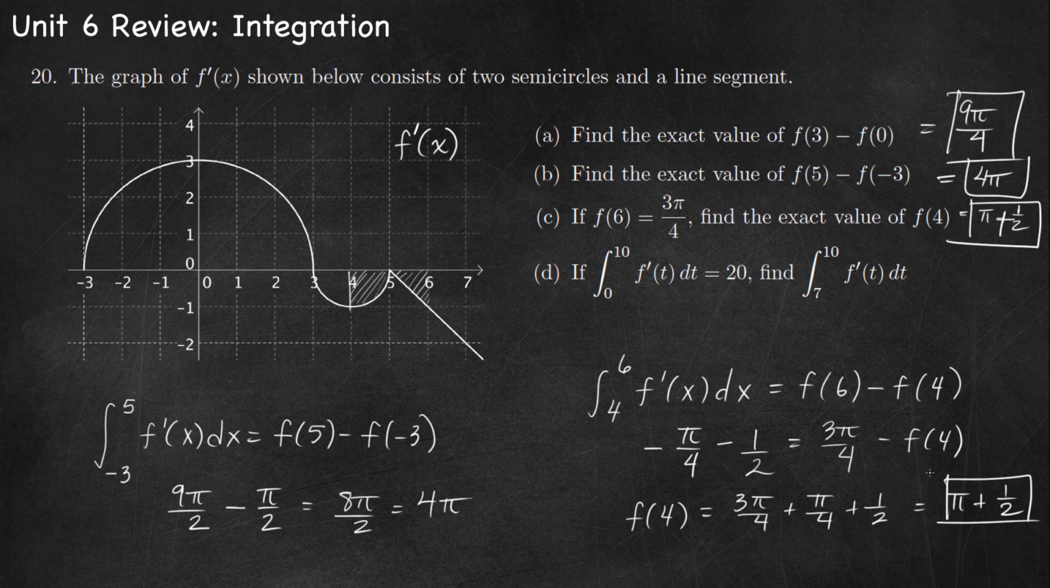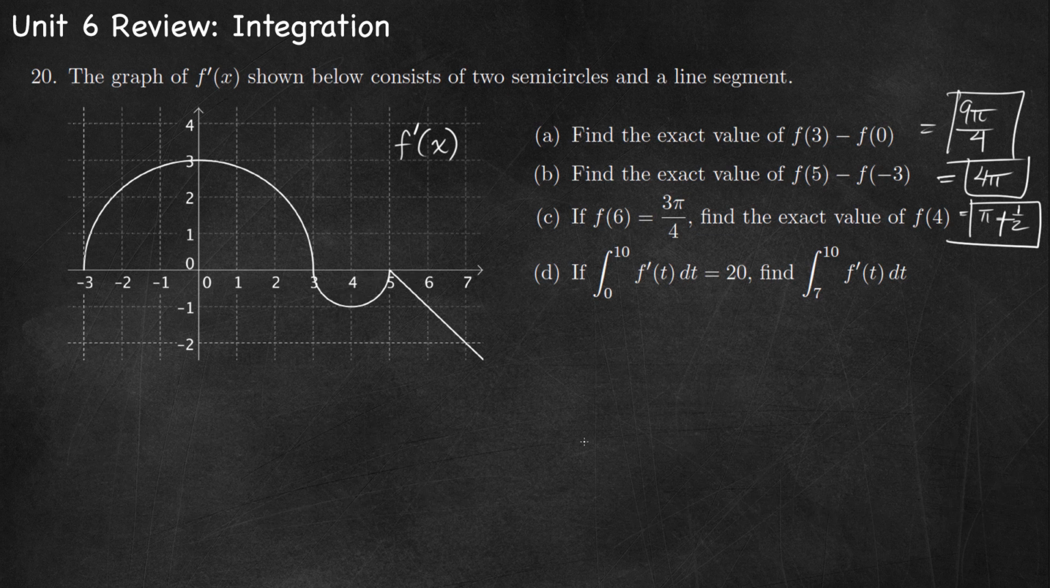And part D. If the integral of f prime from 0 to 10 equals 20, find the integral from 7 to 10 of f prime. Well, we can find the area up to 7, but then we don't have the rest of the graph after 7. So let's go ahead and find the area up to 7. And when I say up to 7, I mean we're going to start at 0, not at negative 3, because ultimately we want to find the integral from 0 to 10.